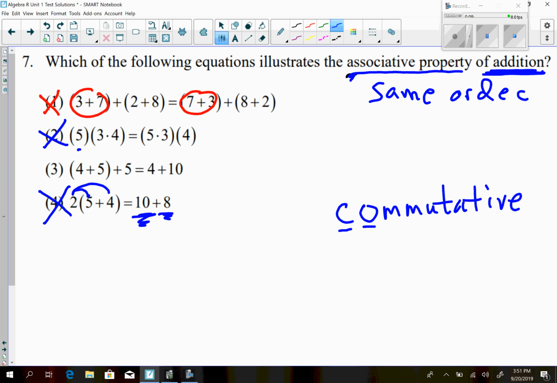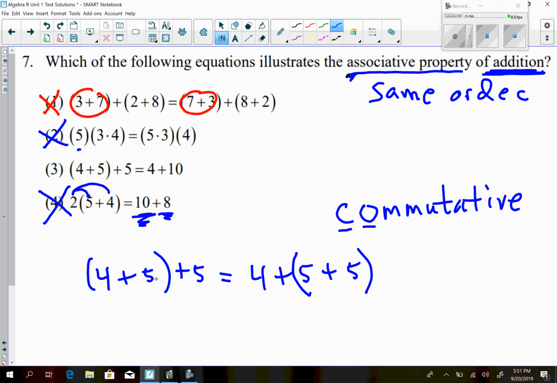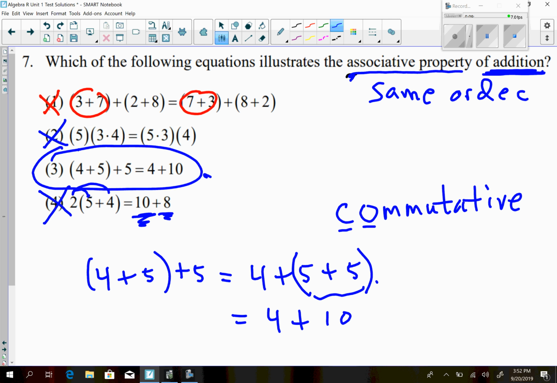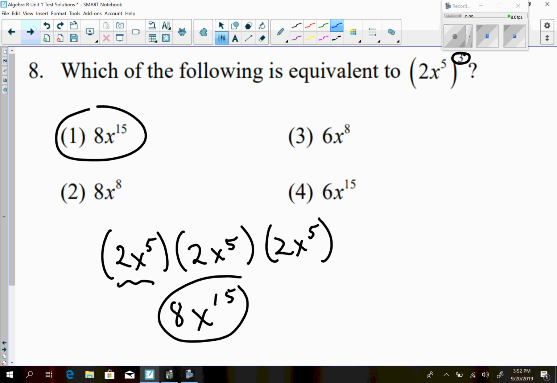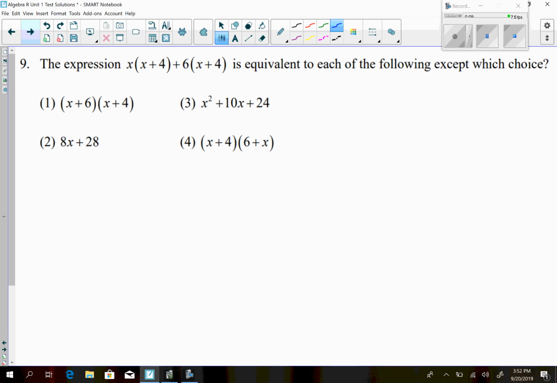Number 3 is saying that if you have 4 plus 5 in parentheses plus 5, you can keep the order 4 plus 5 plus 5, but change what you have parentheses around. Order is same, 4, 5, 5, 4, 5, 5. And that's 4 plus 10, which is what this says. This is an example of the associative property, choice 3, because that really means this. Same order. We did 8 already.